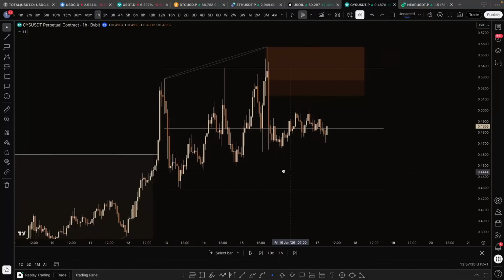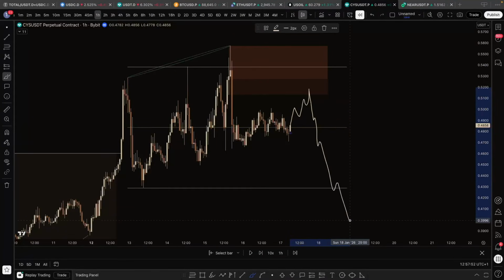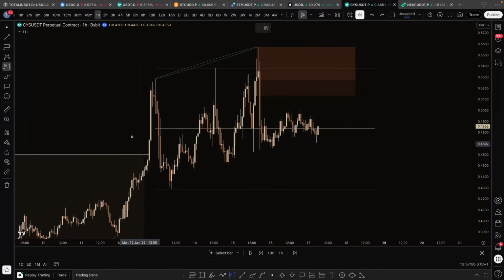So right now, if you are new, you maybe don't know, but we now have our 1. We have our 2. And we have our 3. Which means we have a model 1, which is already confirmed. And now we only need a retest into the tap 3 POI to go lower. And there's our entry to be confirmed. It's literally that simple.